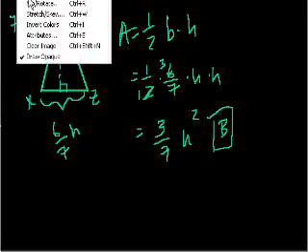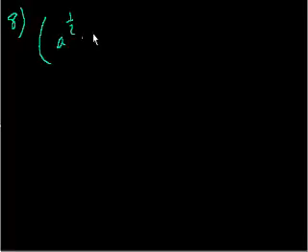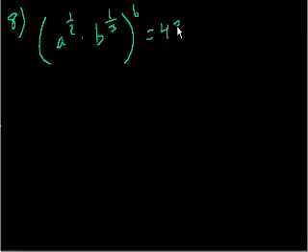Next problem. Problem number 8. If a and b are positive integers, and they say a to the 1/2 power times b to the 1/3 power, to the 6th power, is equal to 432. What is a times b? A times b is equal to what?